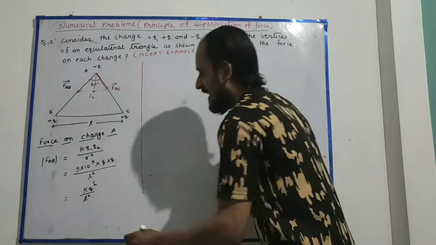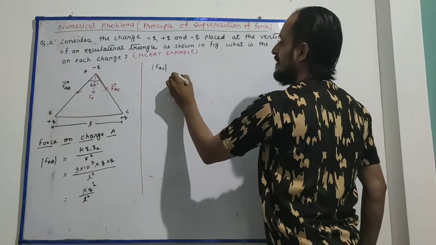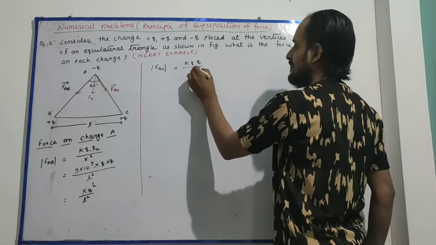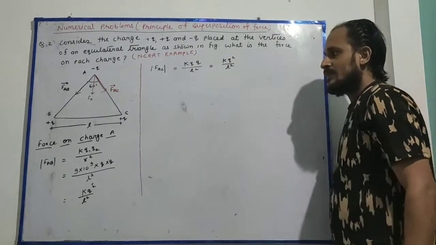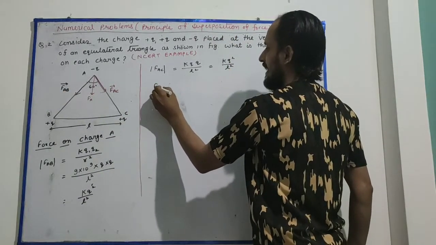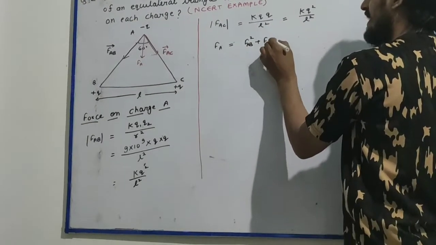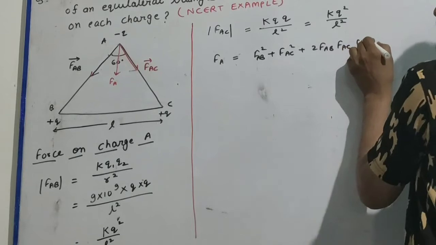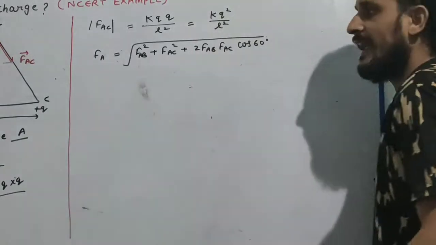You can keep it in terms of the mathematical value, or you can keep it as usual, KQ square upon L square. Now find the magnitude of FAC. Magnitude of FAC, you will get the same value: KQQ upon L square, or you can write KQ square upon L square. Now I will find the resultant of both the forces. See, FA is equal to FAB square plus FAC square plus 2 FAB FAC cos of 60 degrees, under the root. The angle between both the forces is 60 degrees.